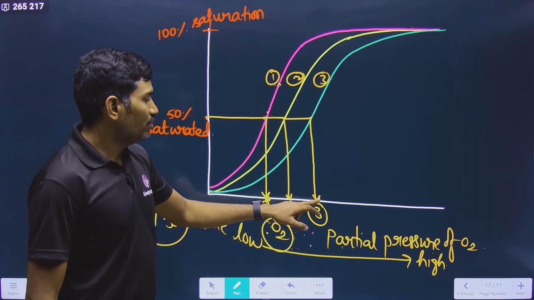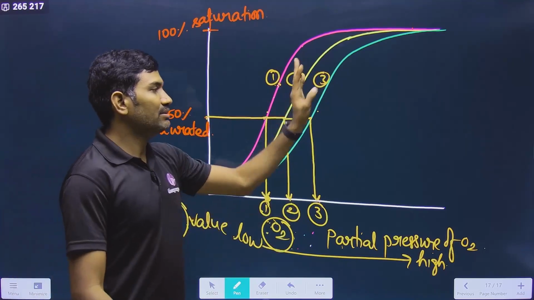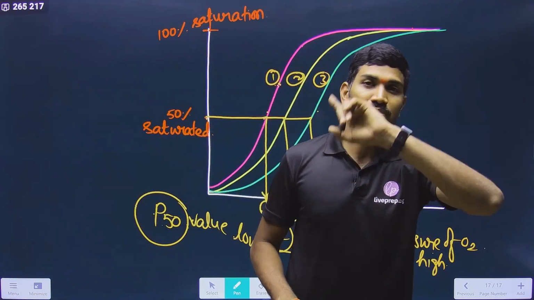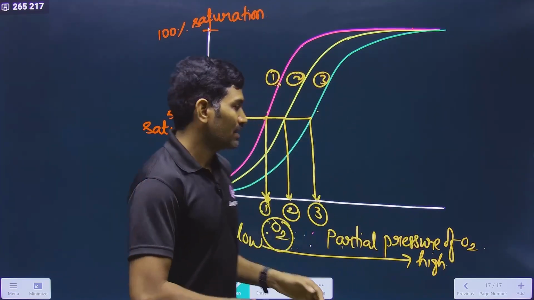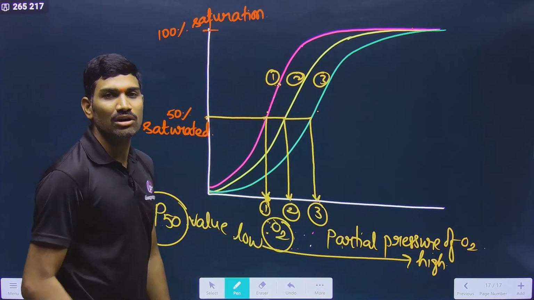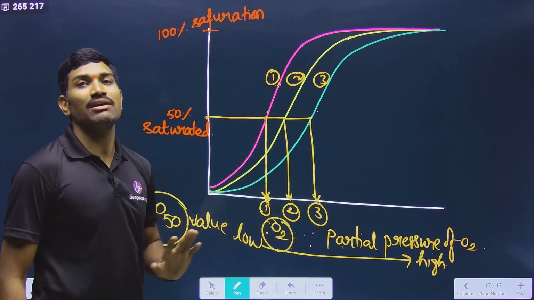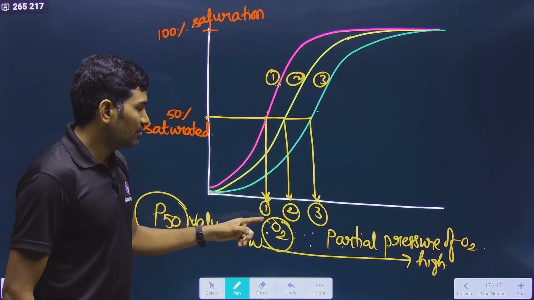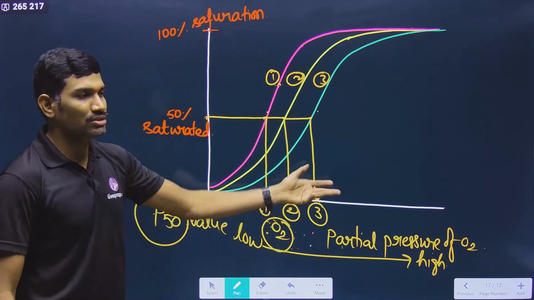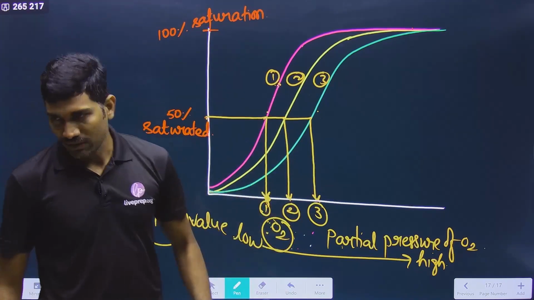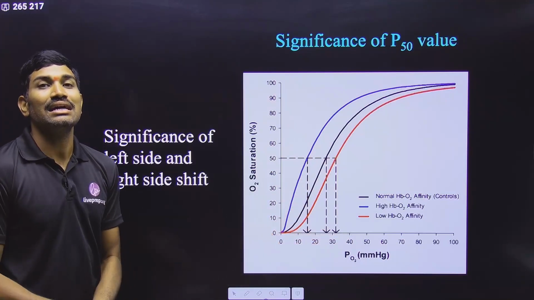Understood or not? If P50 value is more, it has less affinity to bind with this particular molecule. Same logic, same type of conclusions we studied for enzyme and substrate in the biomolecules chapter, and here we are studying for oxygen and the corresponding molecule. So in this way, P50 value is a significant value. P50 value indicates the binding affinity of oxygen to that particular molecule. This is the conclusion. In this way, P50 values are generally used, and different P50 values indicate different affinities.